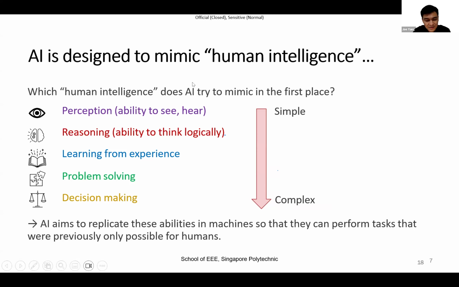You can see that those improvements are being achieved with some complexity also. And today AI can make certain decisions. Of course, the tasks will be much more complex. So the aim of AI is to replicate these abilities in machines. You can see here: perception, reasoning, learning from experience, problem solving, and decision making. They are to be replicated in the machine so that the machine can perform tasks that were previously only possible for humans. This is why scientists are trying to achieve this in machines.